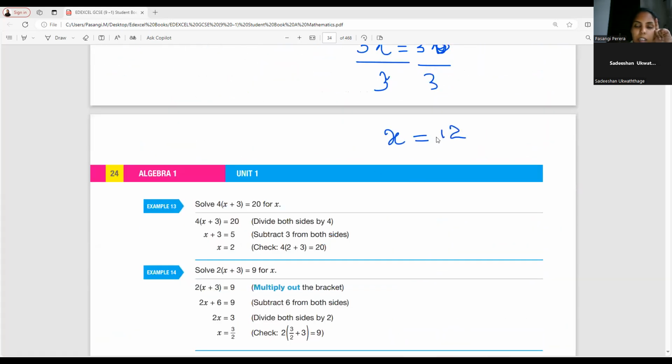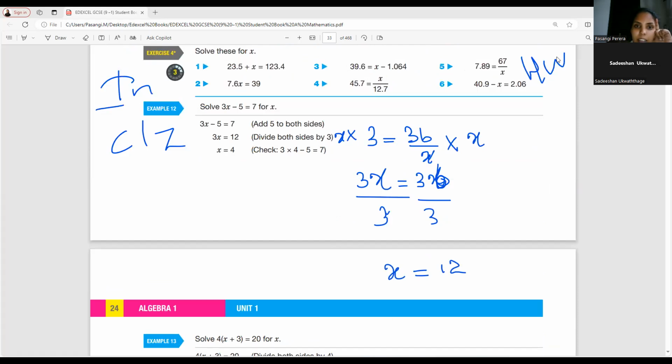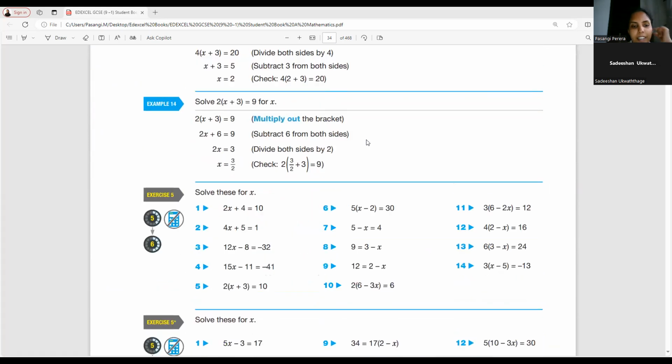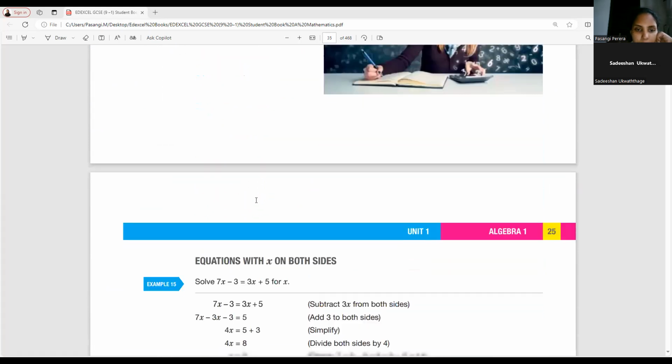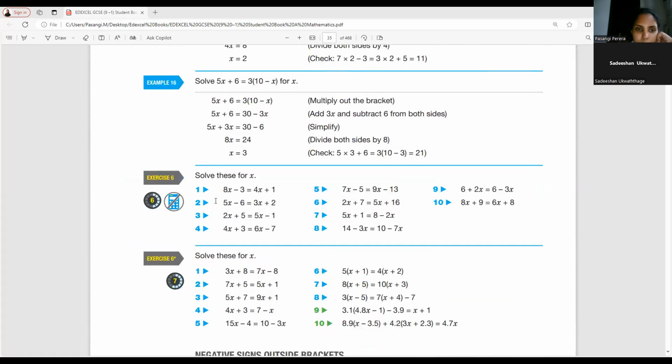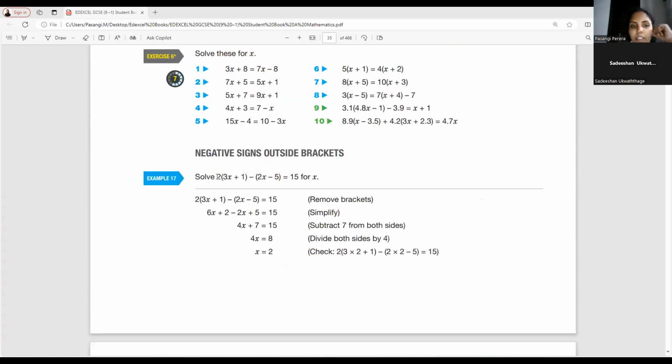Okay. Miss told us to do up to exercise 6, right. Exercise 6. Exercise 5, did you do? Yeah, the equation thing, exercise 5. Yeah, I did those. Now today we have to start from here. Exercise 6 as well you did. Yeah. Okay, 6 star also you did. Then we have to start from here, negative signs outside brackets, right?